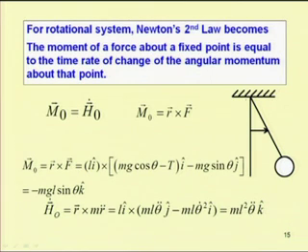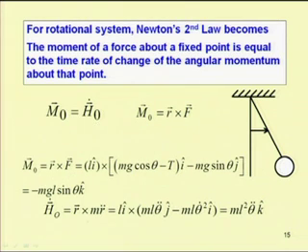Using this force, one can also take the moment about this point and find the equation of motion. The applied moment will be equal to the moment due to this inertia force. By taking moment about this point, we already know the expression for this force, so r cross F will be equal to H0 dot.